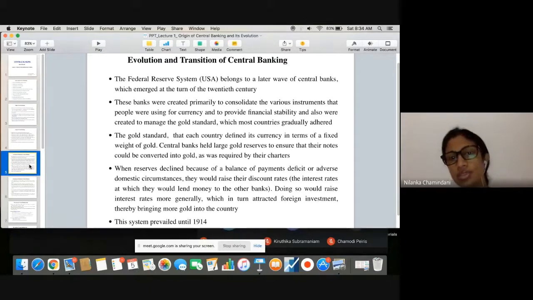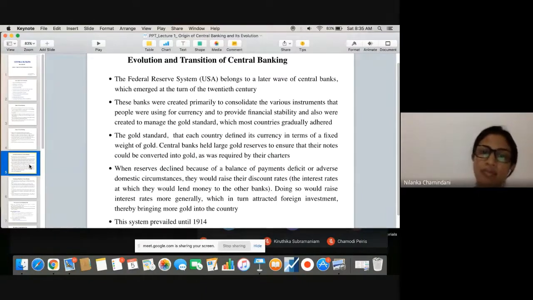We discussed that the first stage of central banking started in the 17th century. When it comes to the 20th century, we can say the second round of central banks came into play, and their functions and role at that second stage were different from the first stage, right? These banks were created primarily to consolidate the various instruments that people were using for currency.